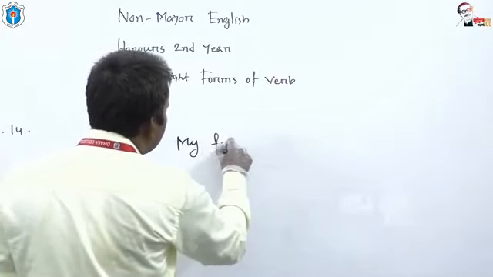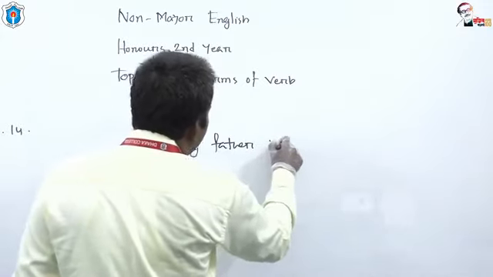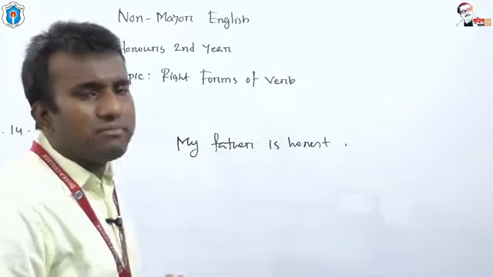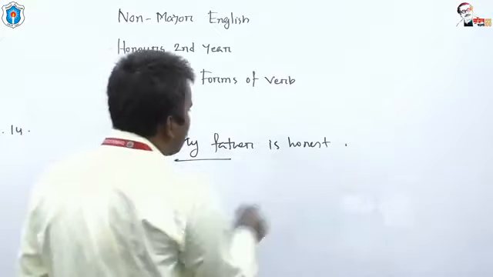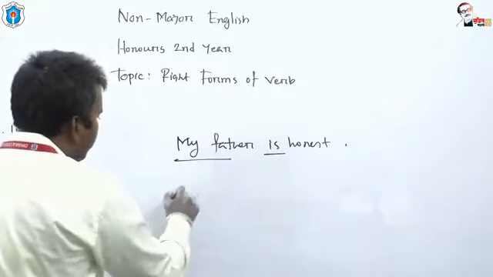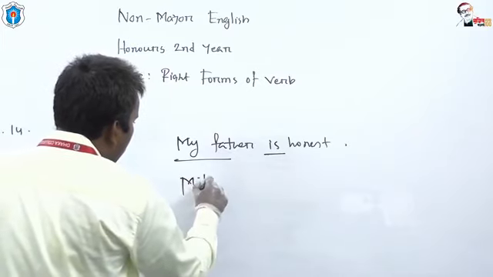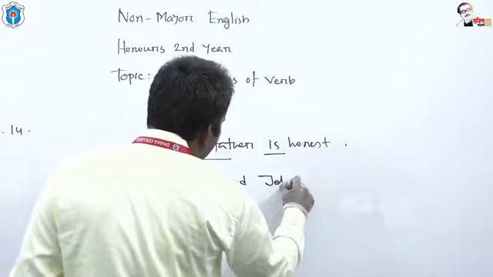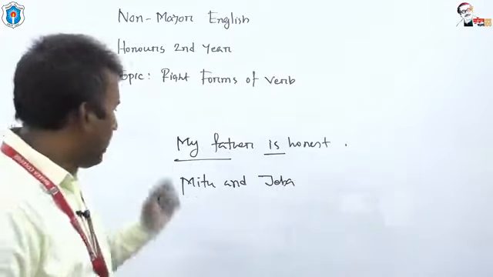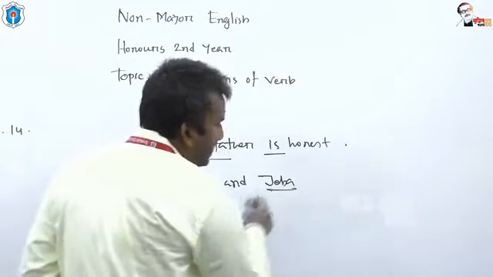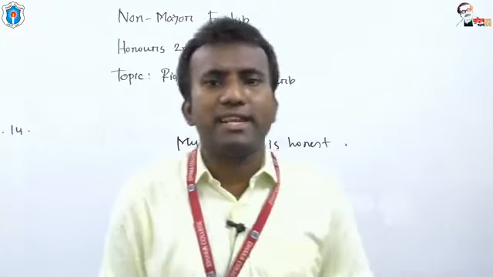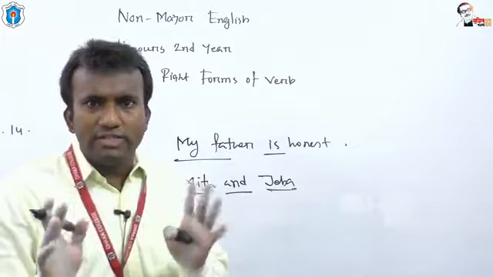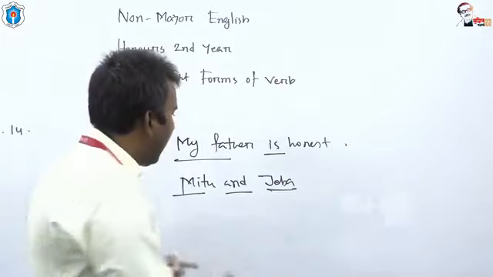My father is honest. What is the subject of the sentence? My father. What is the verb? Is. Mitu and Jeba. Look at. Here, two nouns have been connected with the help of and.